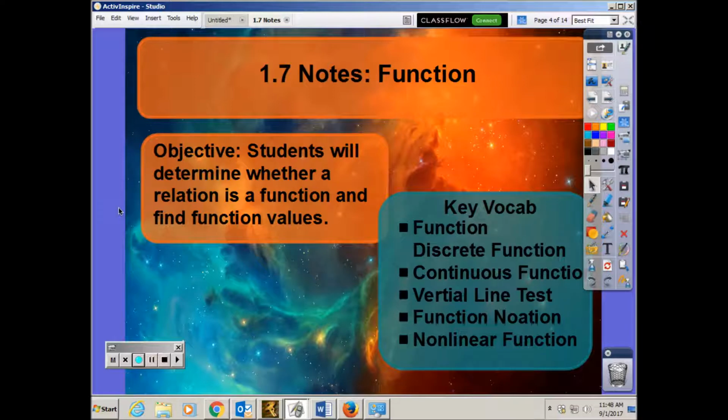Okay? So in this lesson, you're going to learn to determine whether a relation is a function and find function values. And as I said, I'm going to talk quickly because if you were actually watching the video at home, you could hit pause if you didn't get it. It's really good for any of your teachers if you miss class and you don't have the notes, you can watch the video.